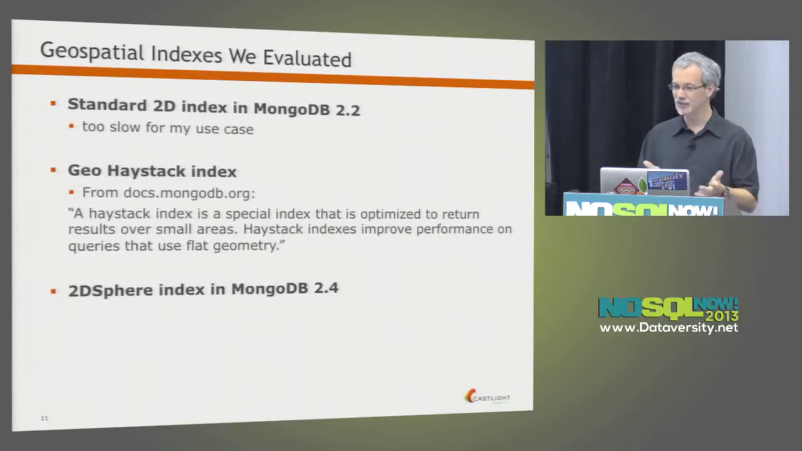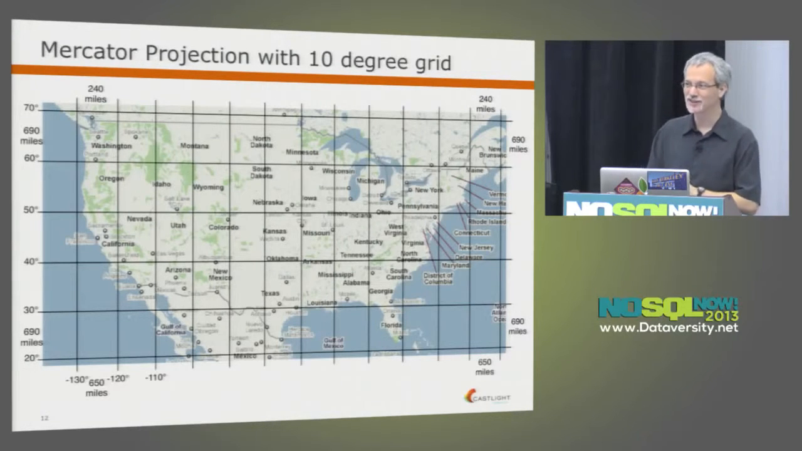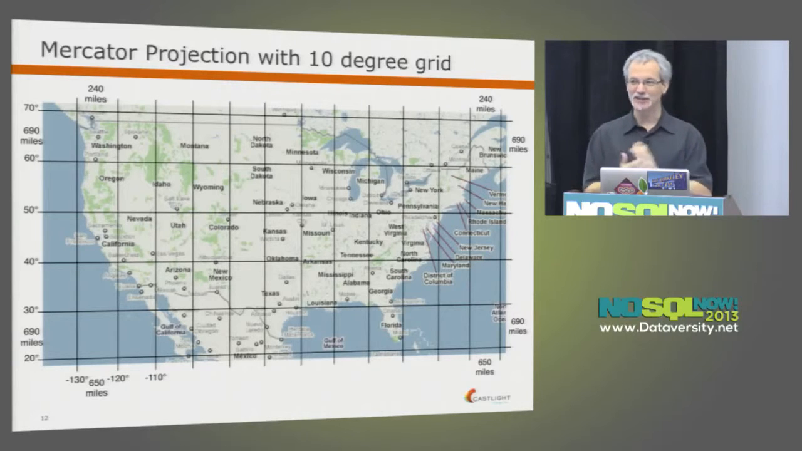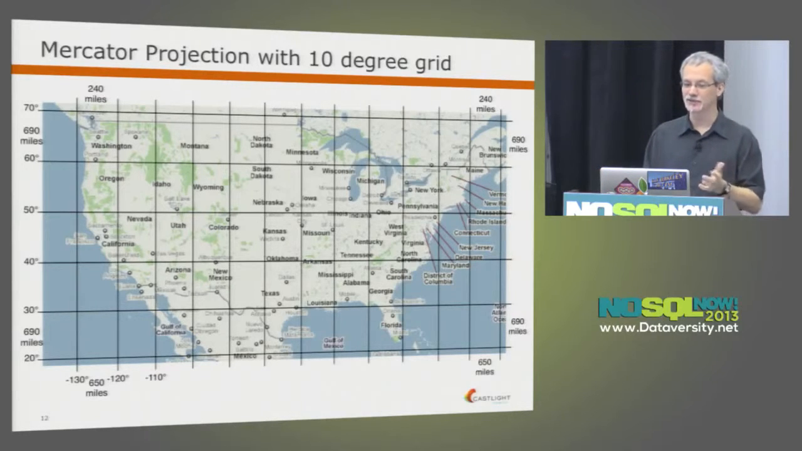But just in the last couple of weeks, I've switched over to MongoDB 2.4, and it has a 2D sphere index. And it's a lot more flexible, and turns out that my testing shows it's actually even faster. So we'll be switching over to that in our September release. So just a quick aside on mappings and projections, and the effects of using a non-spherical index.